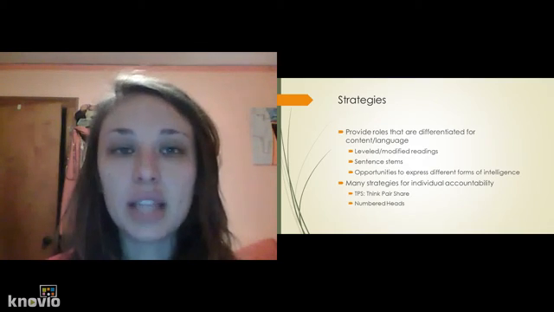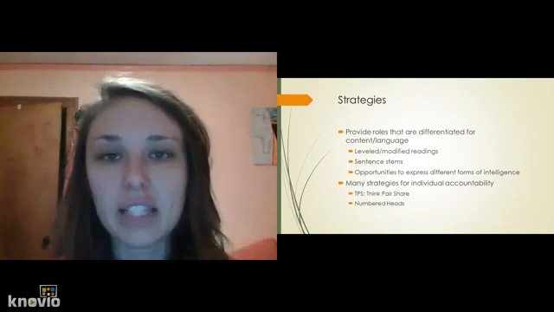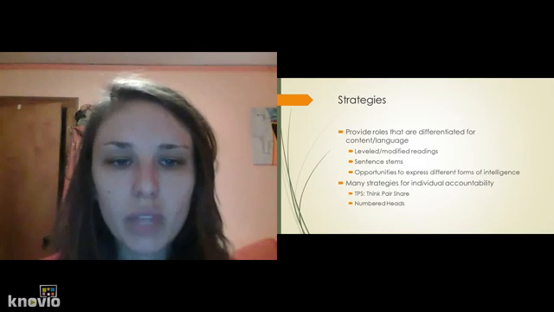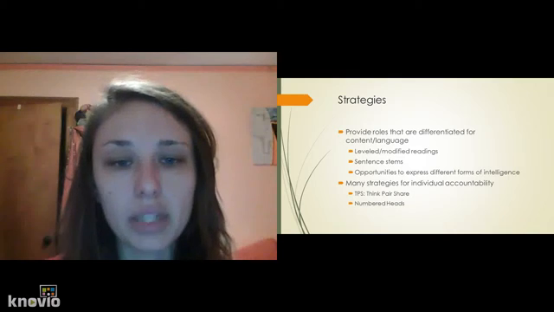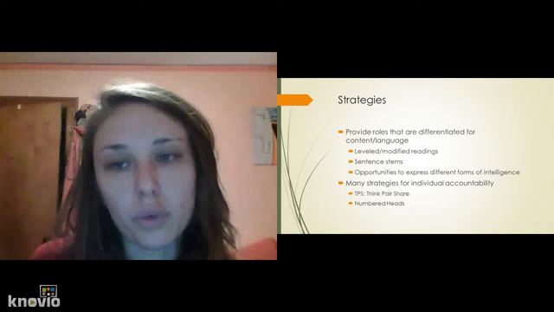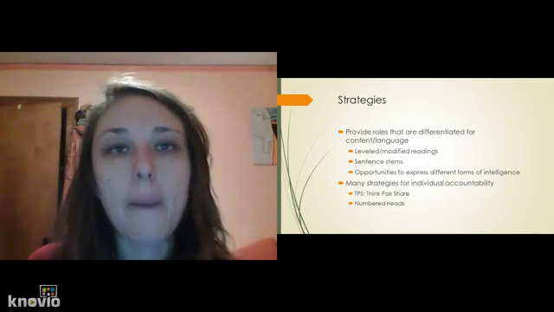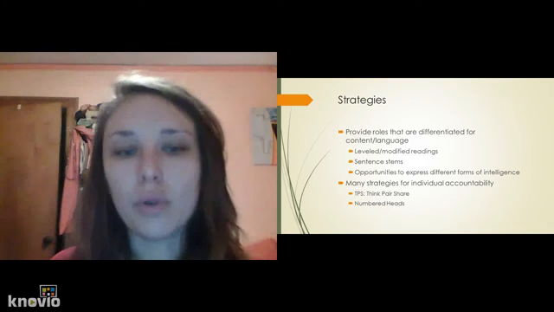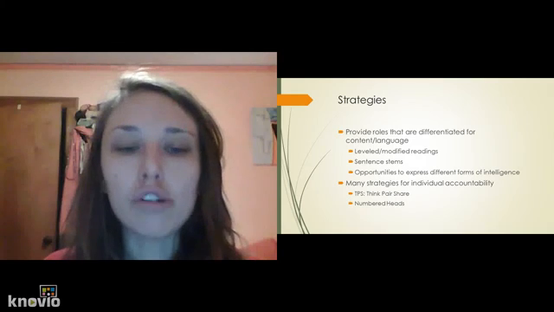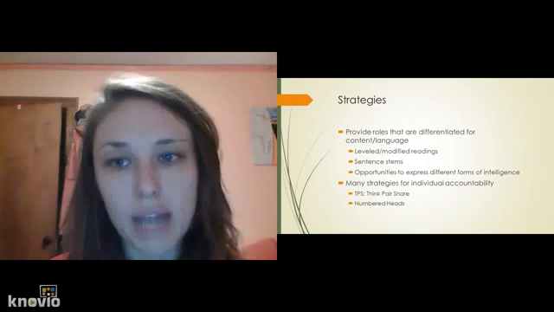You can provide sentence stems, again, there's some you can use for the lowest level of English speakers and also even for the highest level to push them to use much more academic vocabulary. And you could also differentiate by allowing different opportunities for students to express their knowledge by using different forms of intelligence. So students could draw something, they could write something, they could speak to, they could act it out. There's a whole variety of ways that students can be held accountable for their learning, but also present their knowledge in a way that's best for them and allows them to shine.